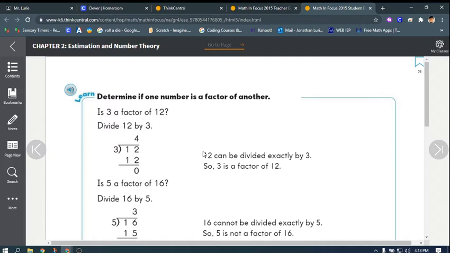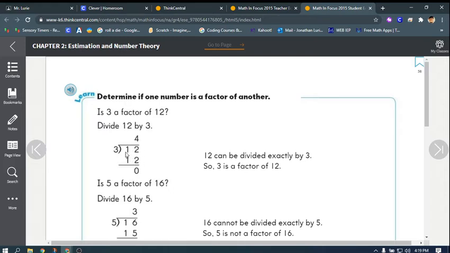Learn how to determine if one number is a factor of another number. So is 3 a factor of 12? To decide, take the big number, the 12, and divide it by 3. 12 divided by 3. Right here, it shows you how to do that with long division.